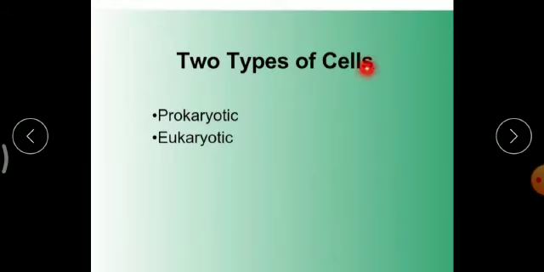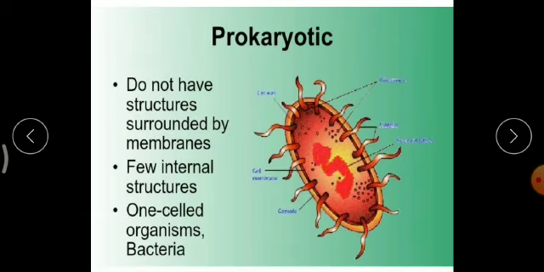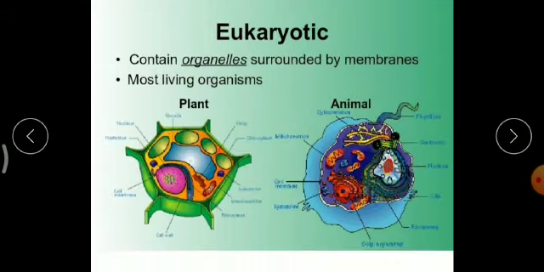Two types of cells: prokaryotic and eukaryotic cells. The prokaryotic cells do not have structures surrounded by membranes. There are few internal structures. Examples are one-celled organisms, bacteria. Then eukaryotic cells contain organelles surrounded by membranes. Most of the living organisms are examples of eukaryotic cells.